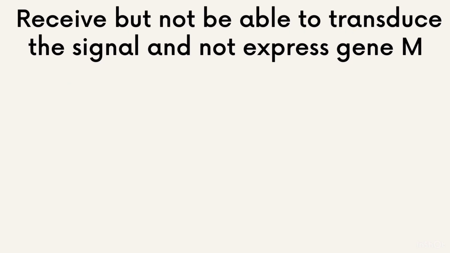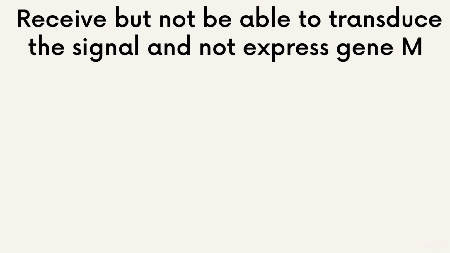For those of you who don't know, EGTA basically binds up available Ca2+ ions and effectively removes them from the cellular environment. In this case, if you pre-treat cells with EGTA prior to exposing them to signal D, the signal will still be received, but the cells will not be able to transduce the signal into a biological response because the necessary increase in cellular Ca2+ levels will not occur. As a result, gene M will not be expressed.